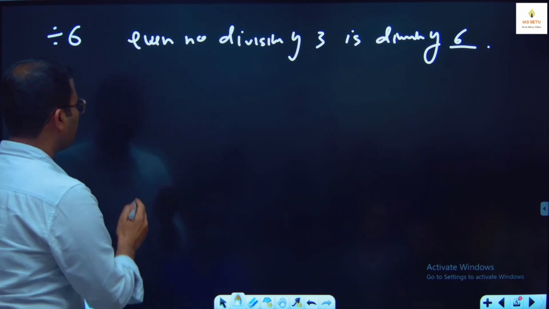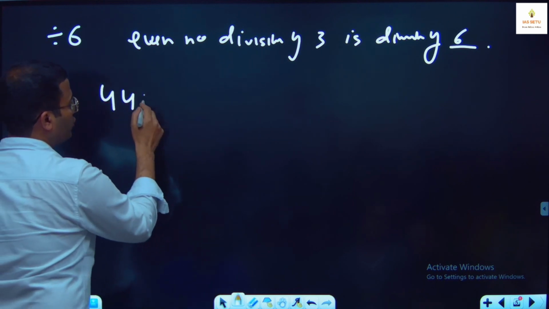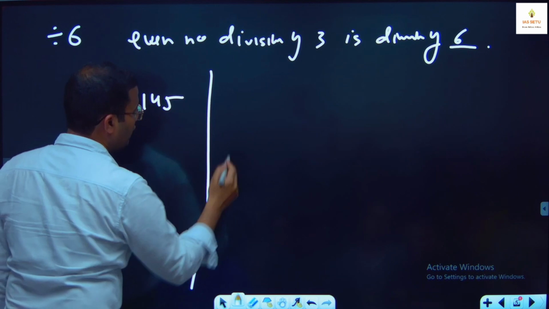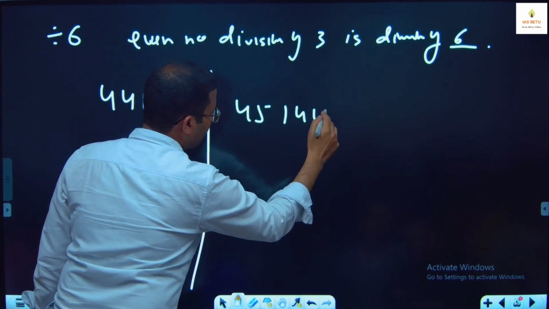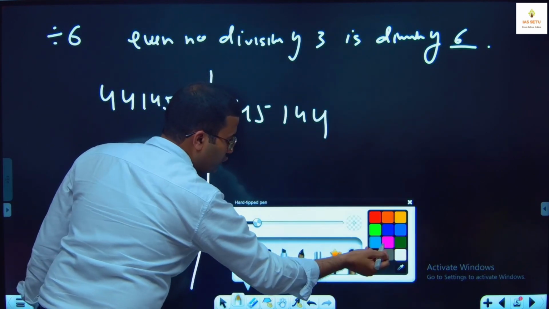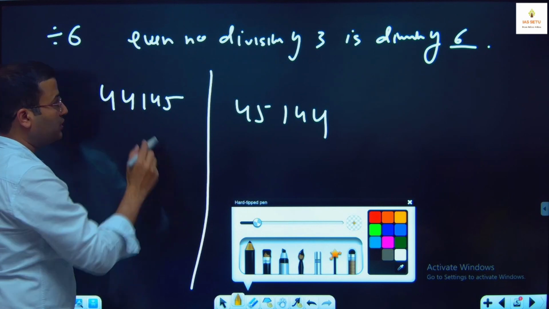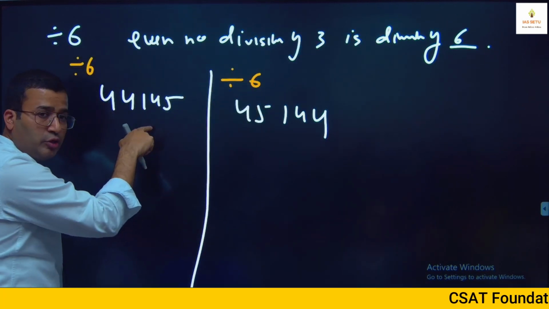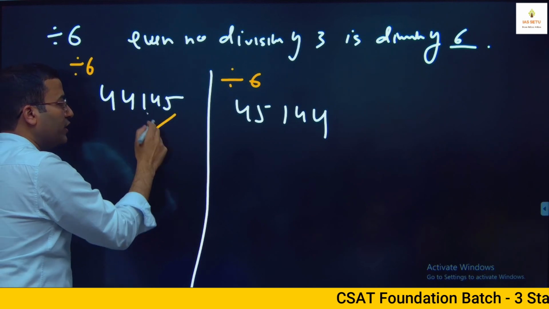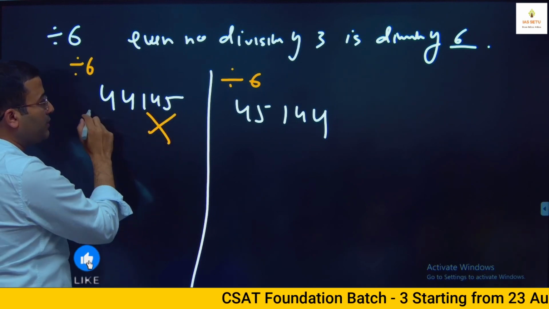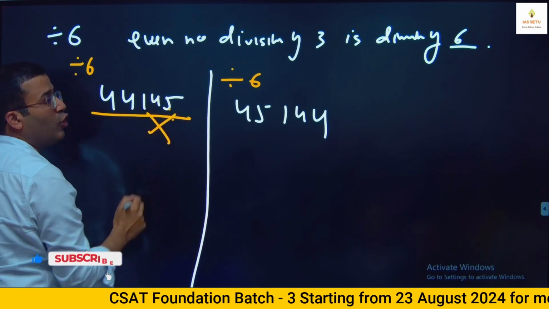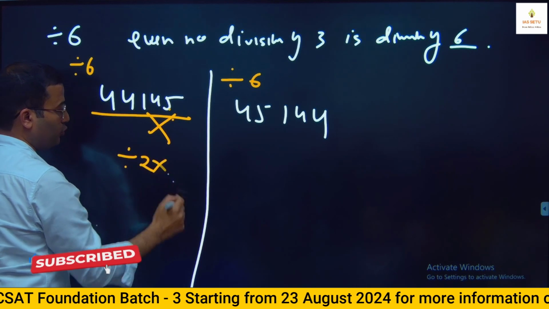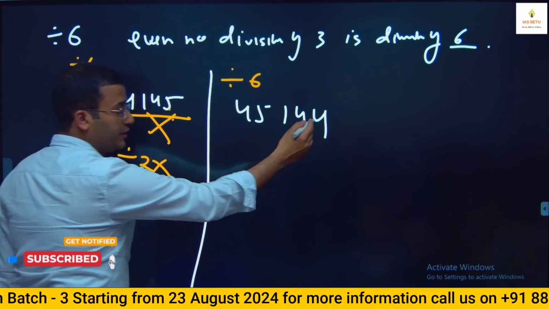So my point is, if I ask you the number 45,144 and ask you to check divisibility of 6, will you waste your time here? On its face we can reject. No, this number is not divisible by 6. Why? It is an odd number. It is not divisible by 2.